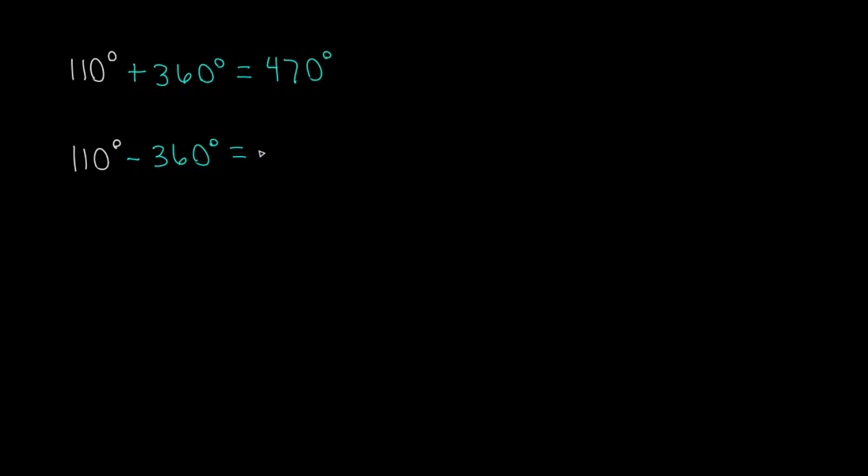So on your test, you'll probably be given something like 110 degrees, and you'll be asked to find a positive and a negative coterminal angle to 110 degrees. So to find your positive coterminal angle, you're going to add 360 degrees to get a coterminal angle of 470 degrees. To get your negative coterminal angle, you're going to subtract 360 degrees to get a negative coterminal angle of negative 250 degrees.